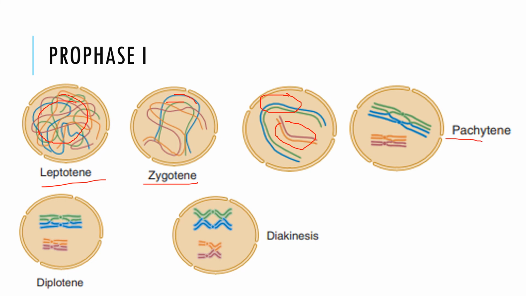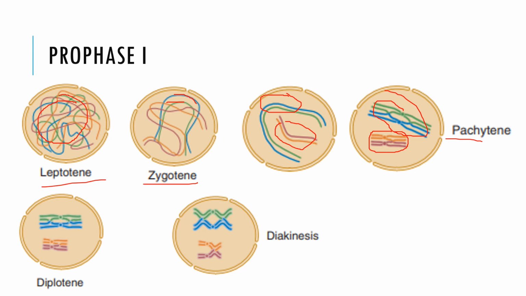By late pachytene, it can sometimes be seen that each bivalent, that is, each set of paired chromosomes, actually consists of a tetrad of 4 chromatids, just like this one. But the two sister chromatids of each chromosome are usually juxtaposed very tightly.